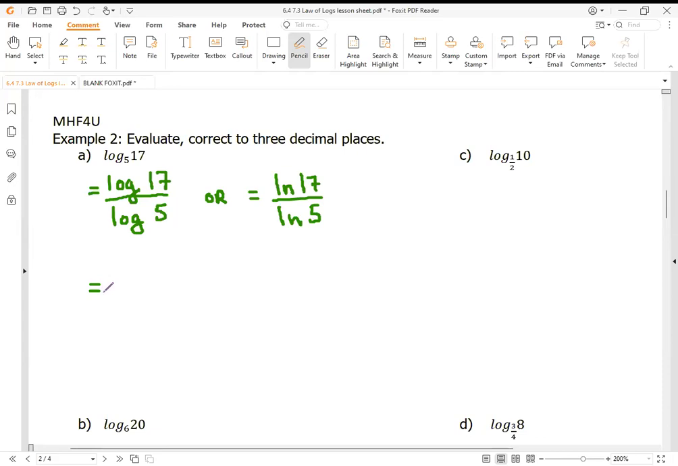And the answer is, someone help me out. 1.760. Pardon? 1.760. Yeah, let's do about that. And I think that makes sense. How do I know? Well, 5 to the power of 1 is 5. 5 to the power of 2 is 25. 17 is somewhere between 5 and 25. So the exponent must be between 1 and 2. Right? I hope that makes sense.